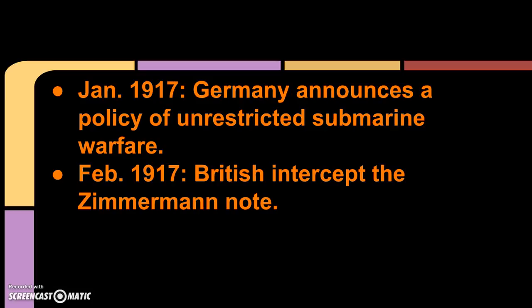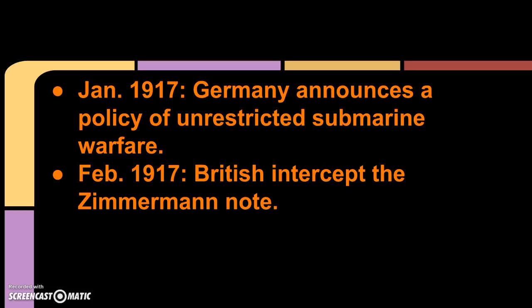And this note basically was a message from the German government to the Mexican government that if Mexico helped to attack the United States and join on the German side of the war, that Germany would then in turn help Mexico recover territory it had lost to the United States decades and decades ago. We're talking about California, New Mexico, Nevada area.